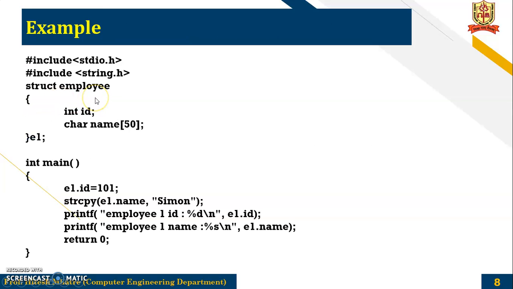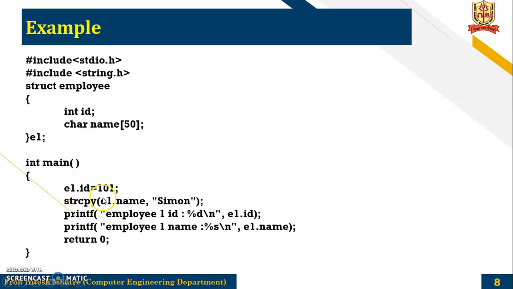Now this is an example, a simple structure. Say header files, structure employee, then in that we have integer ID and name. So this structure employee will have two elements, one of type integer, one of type character, and then here I am making only one variable, so that's why I am declaring it along with the structure. Then comes your main. Here there is no need of declaration again, since I have already declared it. So E1.id, this is how I am accessing it, equal to 101. So this value 101 is assigned to the ID of variable E1.